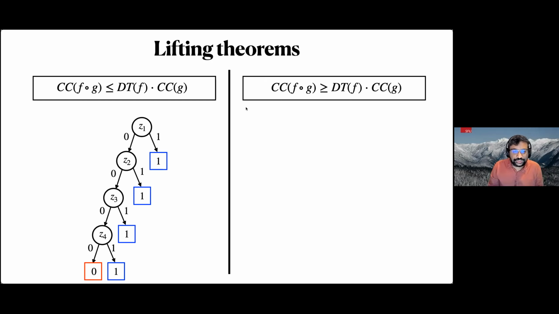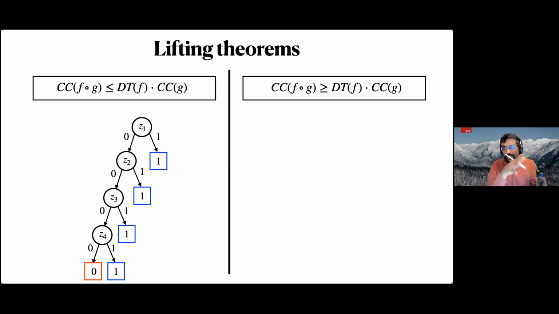Suppose we have a decision tree that computes f. We can turn that into a natural protocol as follows. So let's take this example of f, which is the 4-bit OR function, and f is defined on variables z1 to z4. But now we have composed f with a two-party gadget g, which takes inputs xi and yi. Xi is with Alice and yi is with Bob.